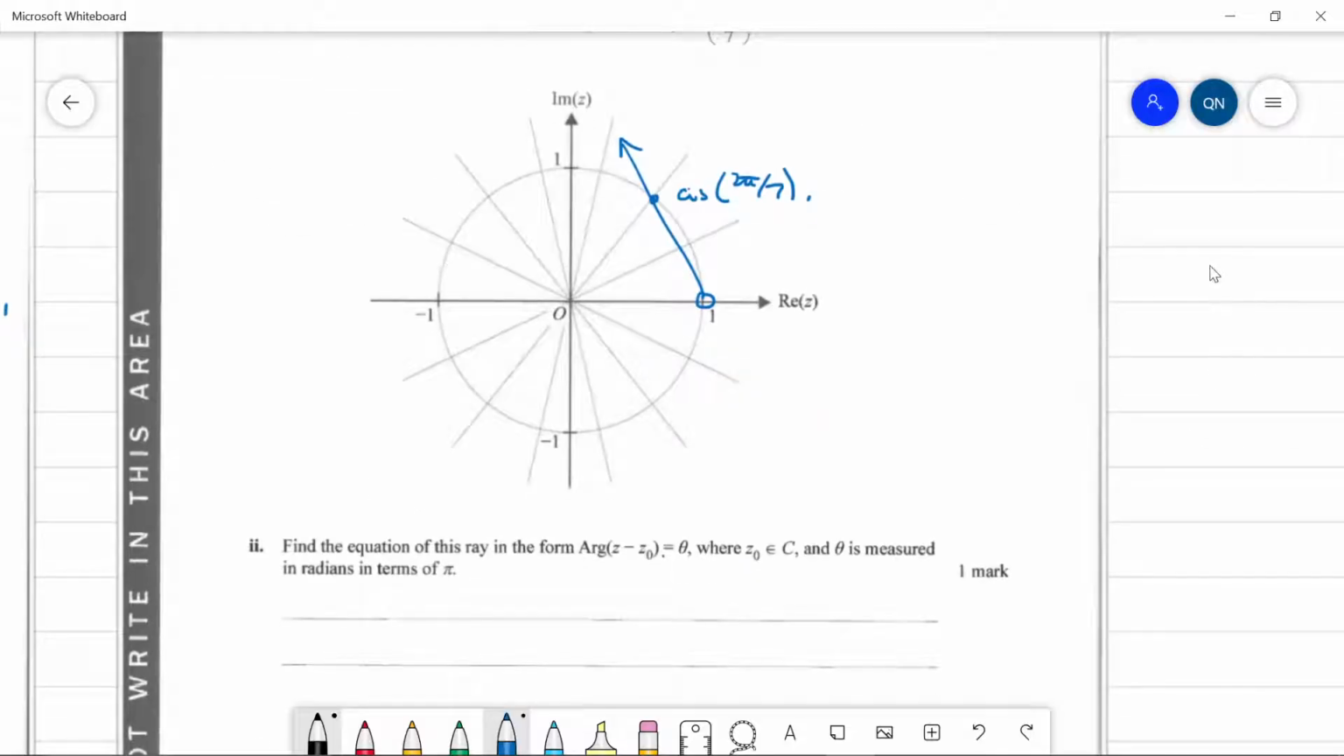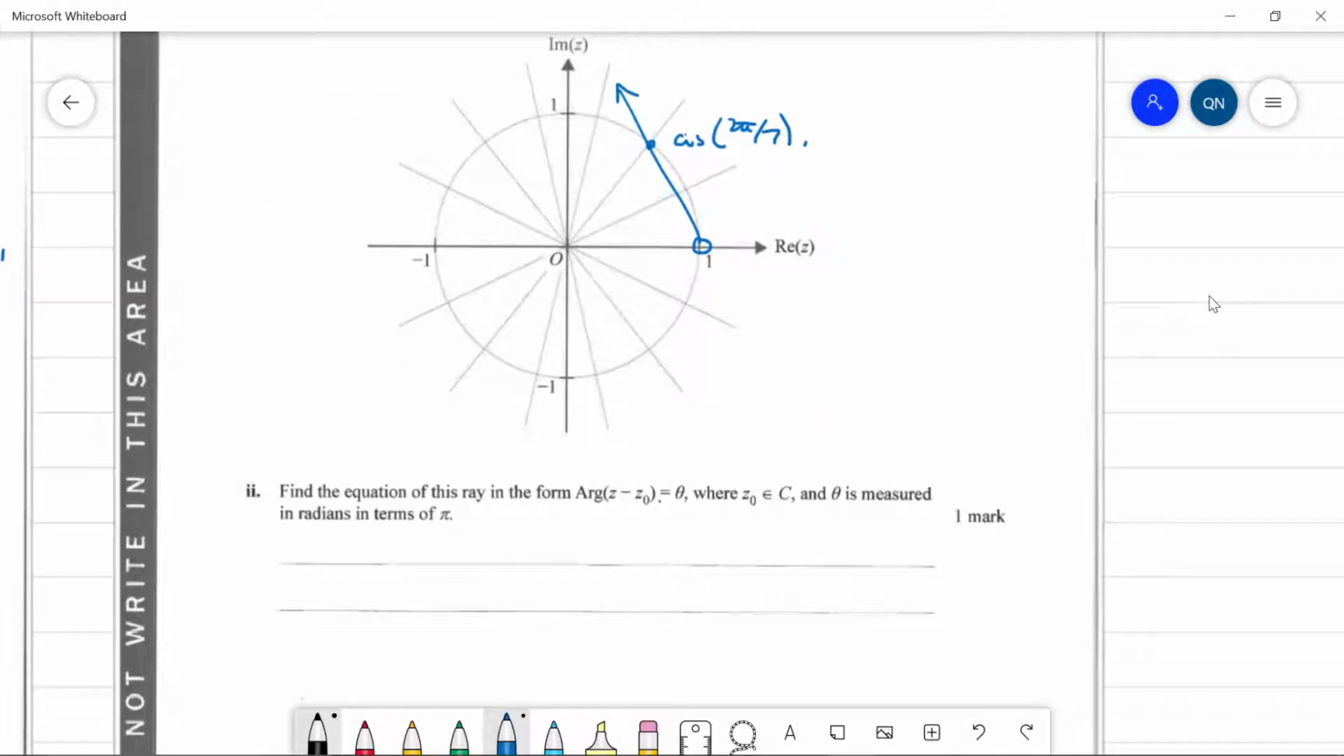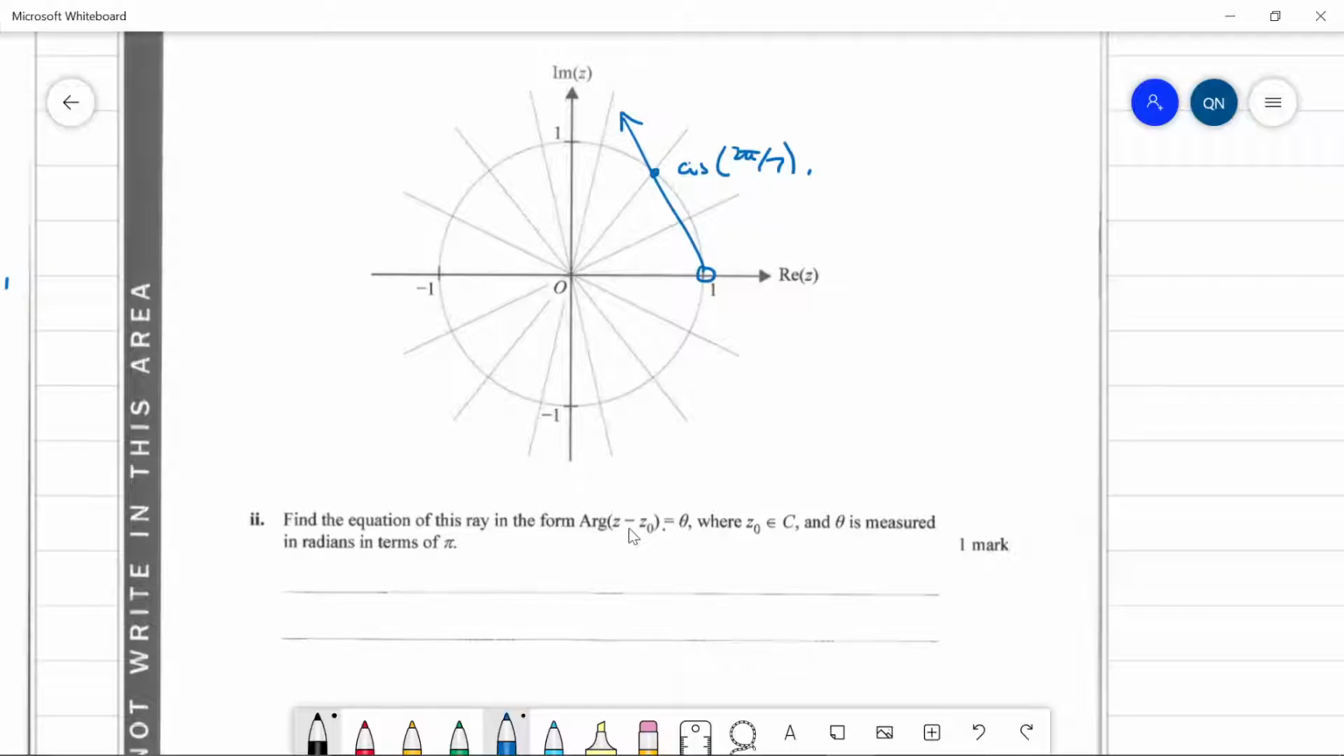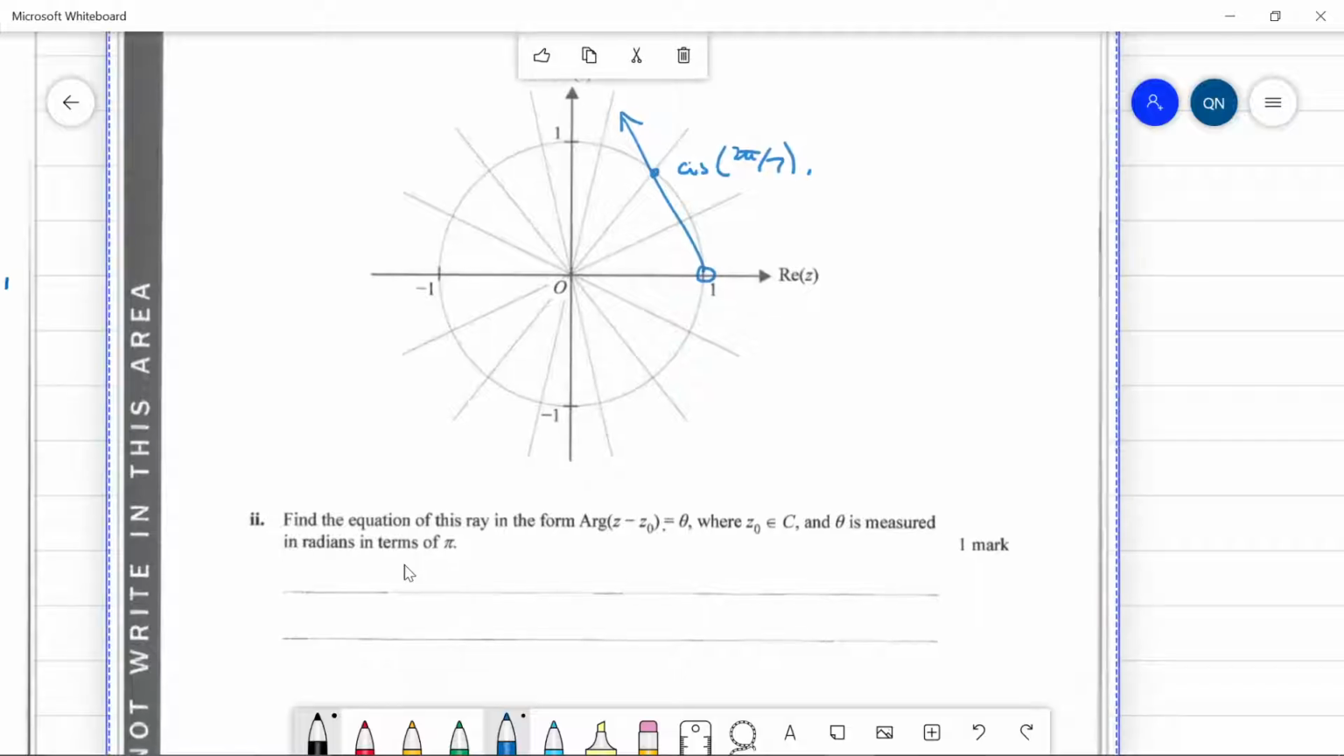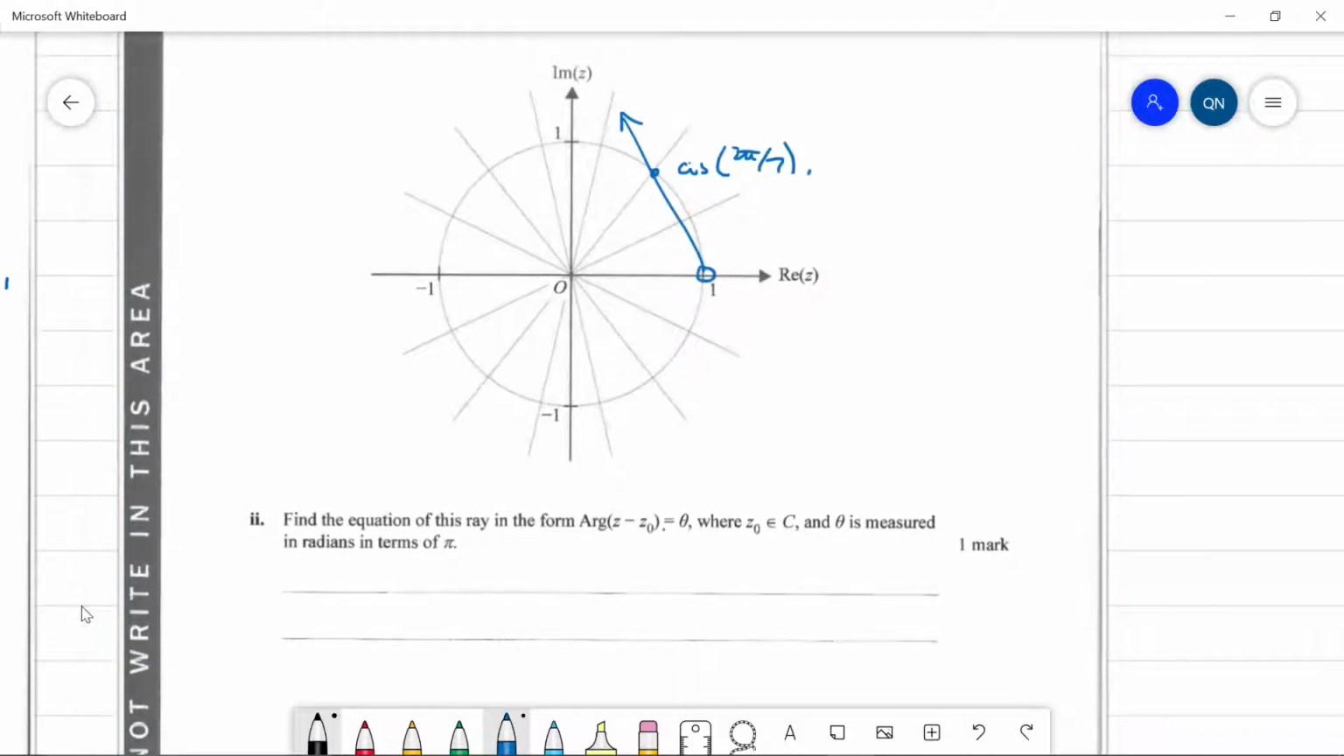Okay. Find the equation of this ray in the form arg of something, so you have to have it open, where z is a complex number and the angle is measured in radians in terms of π. So I guess it's just arg of (z minus 1), because it's coming out of 1. Arg of (z minus 1) equals something. So that's the angle theta we want.